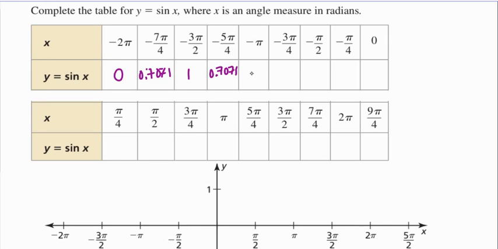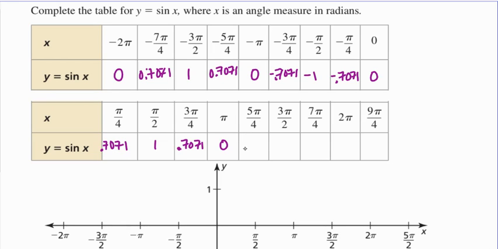Sine of negative pi is 0. Sine of negative 3 pi over 4 is going to be negative 0.7071. Sine of negative pi over 2 is going to be negative 1. Here we're going to have negative 0.7071, and here we're going to have 0. Sine of pi over 4 is going to be positive 0.7071. Sine of pi over 2 is 1. Sine of 3 pi over 4 is 0.7071. Sine of pi is 0.